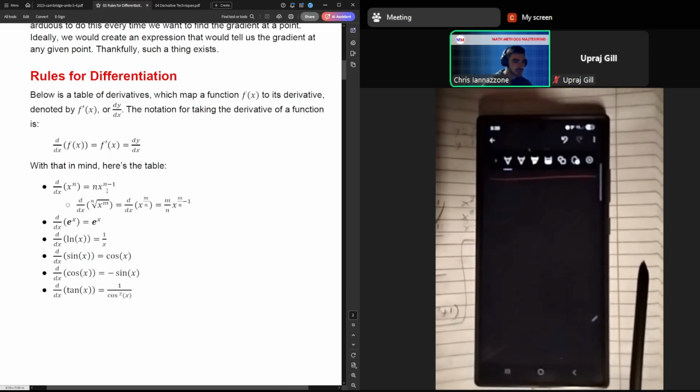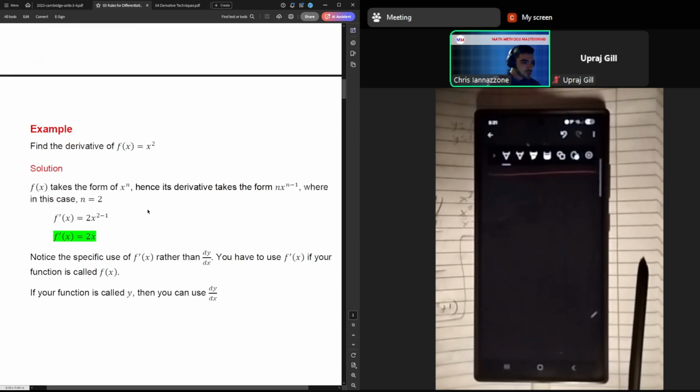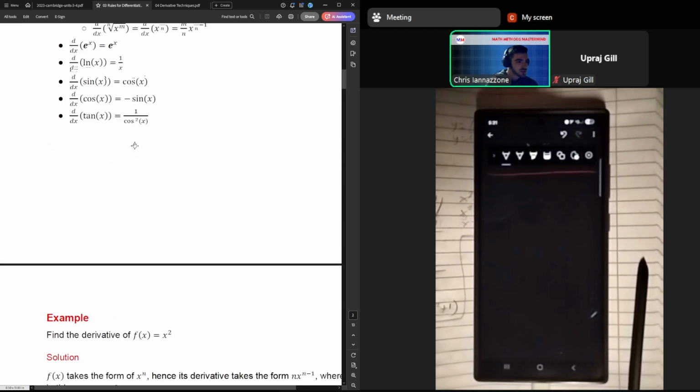What we're doing here is we have some function f of x on our left-hand side. If you want to find the derivative of that function, you simply identify it's this function, and so its derivative is this thing. So if I were to find the derivative of x squared, I would say, okay, I have x squared here.